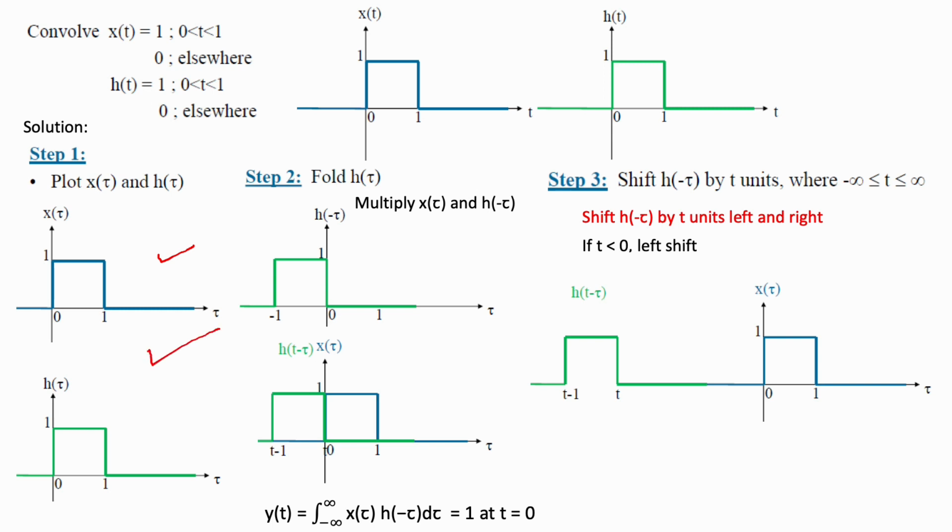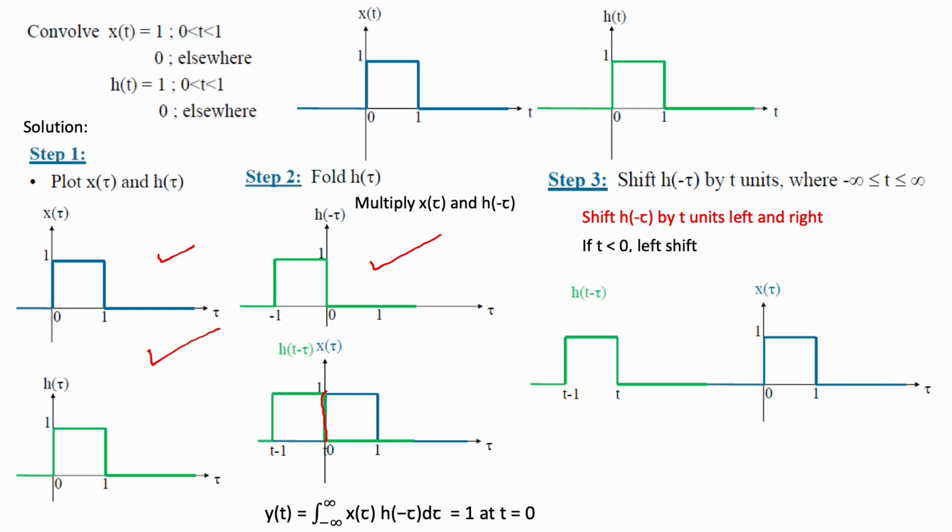The second step, what we have to do? Fold h of tau. So this is h of tau. Fold it. Folding is nothing but time reversal, so as a mirror image, you will get this one. The next one, product h of minus tau with x of tau. If you multiply these two at t equal to 0, you will get the amplitude is 1. So that can be written here at t equal to 0. So the step 2 part is over.